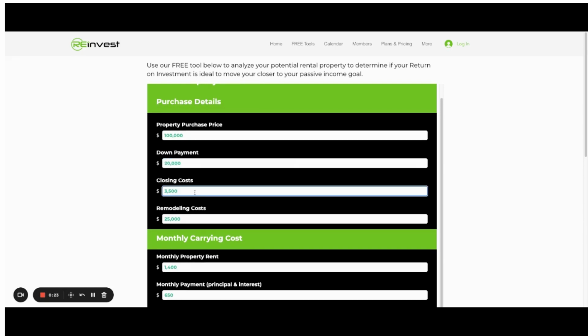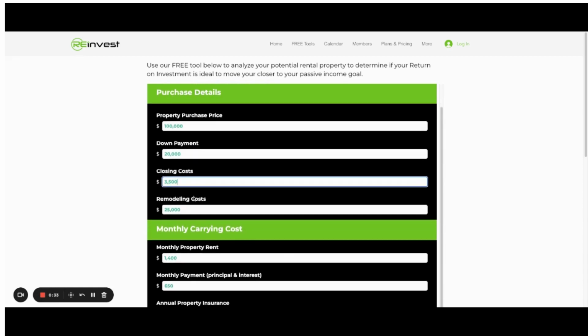Closing costs are going to vary depending on your lender. Hard money lenders tend to have higher closing costs than traditional financing. So if we're using traditional financing here, I can anticipate my closing costs being somewhere around $3,500.